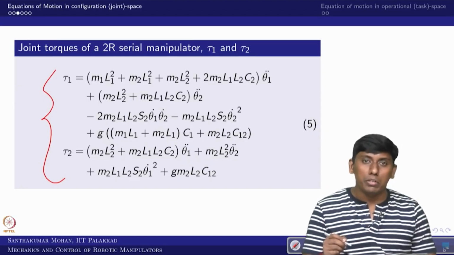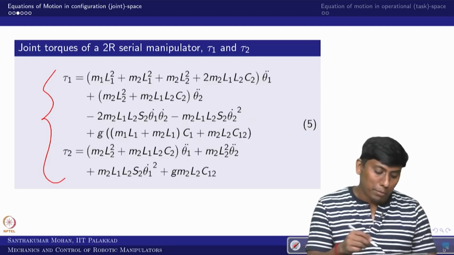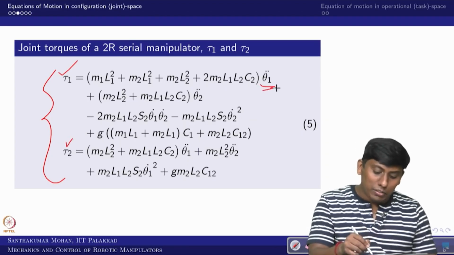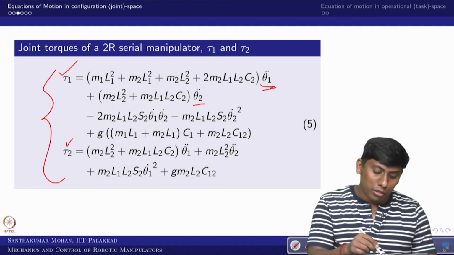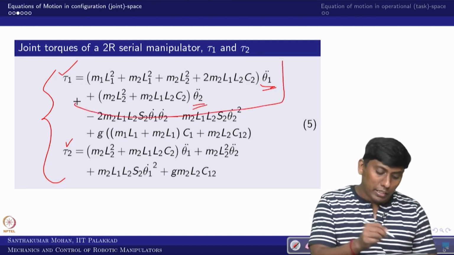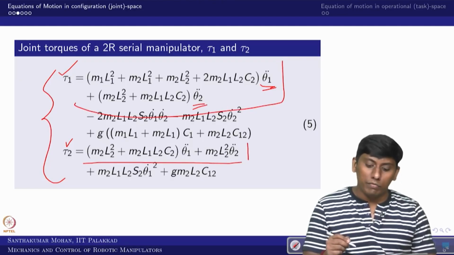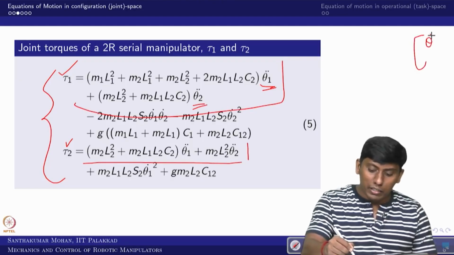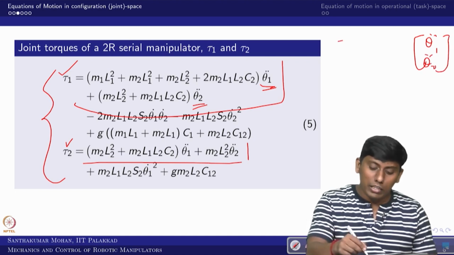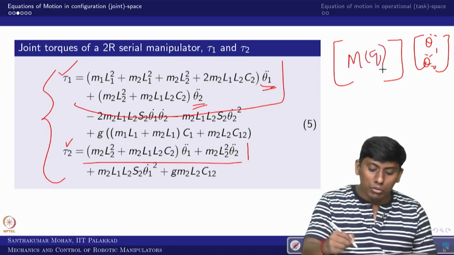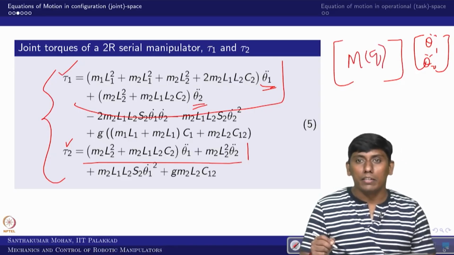These are the 2 equations which we derived for a 2R serial manipulator, which we call tau 1 and tau 2. Now you can see that we separate the theta 1 double dot and theta 2 double dot terms, and similarly in the second equation also. You are interested in rewriting the equation this way, and then you get a coefficient matrix, which is what we call M of Q, the inertia matrix.